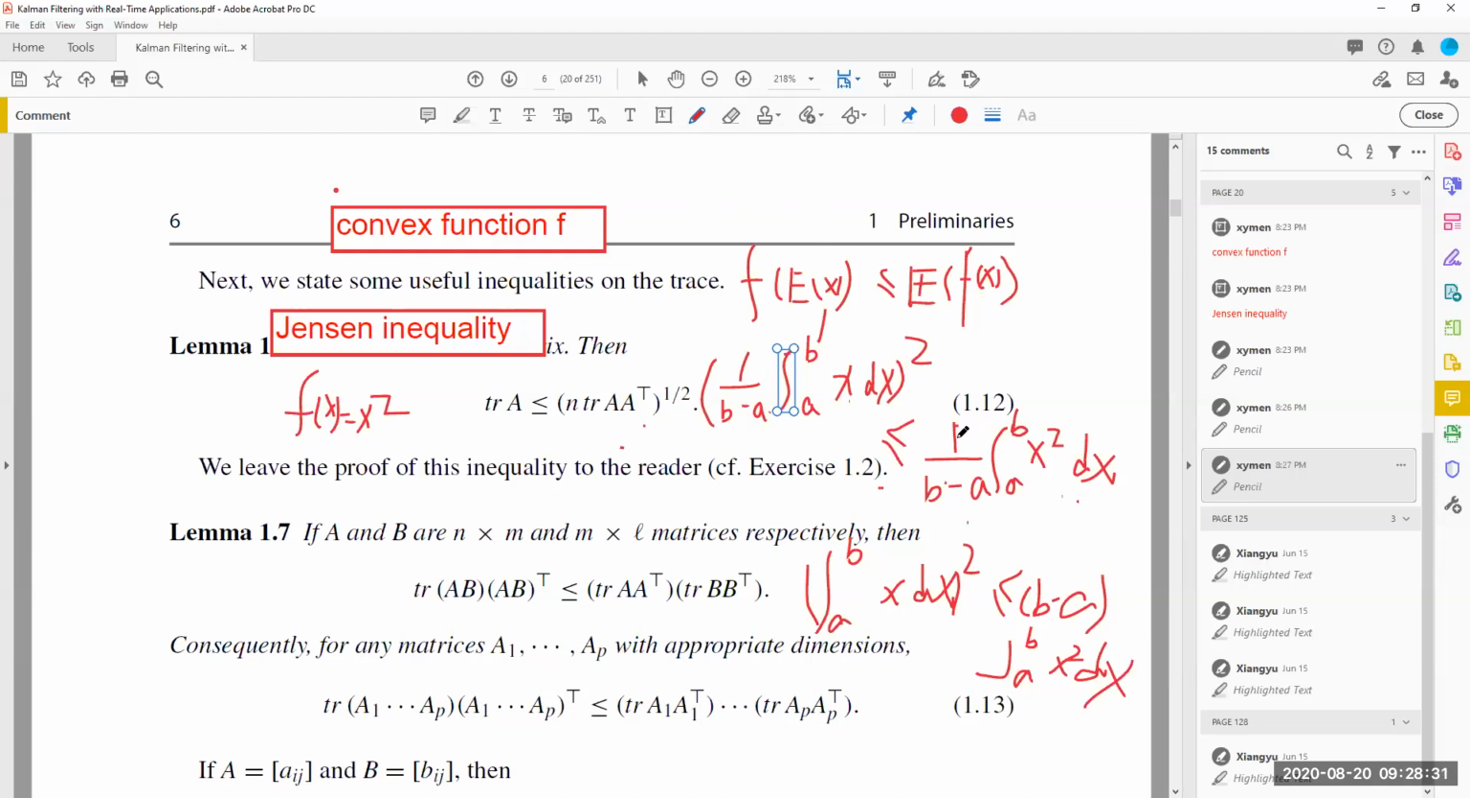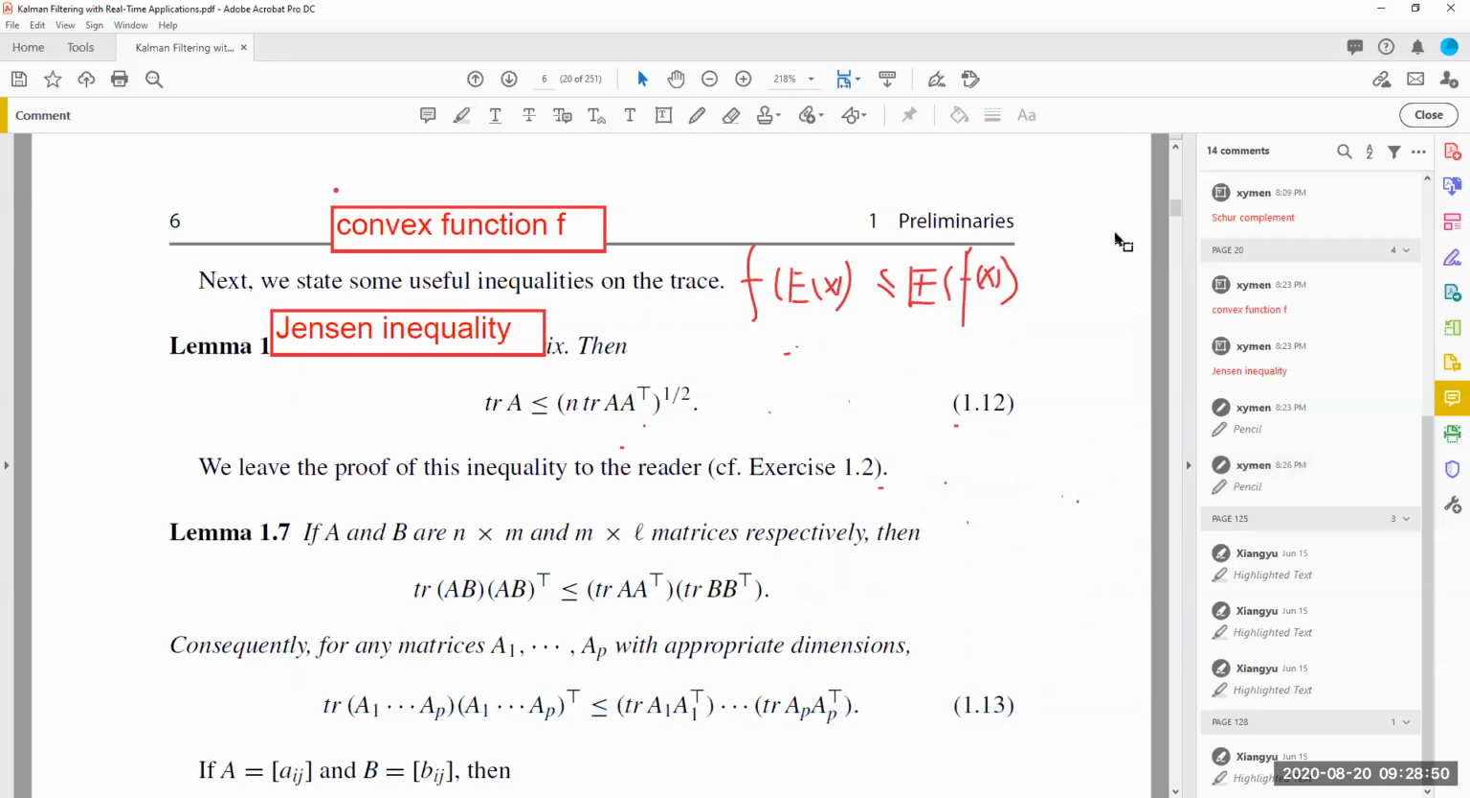So what I'm telling you is that you have to remember this basic form of Jensen inequality, so you can use it in different scenarios. In the stochastic case, x is a random variable. In the deterministic case, x is a discrete time variable or continuous time variable. So this is the basic form of Jensen's inequality.